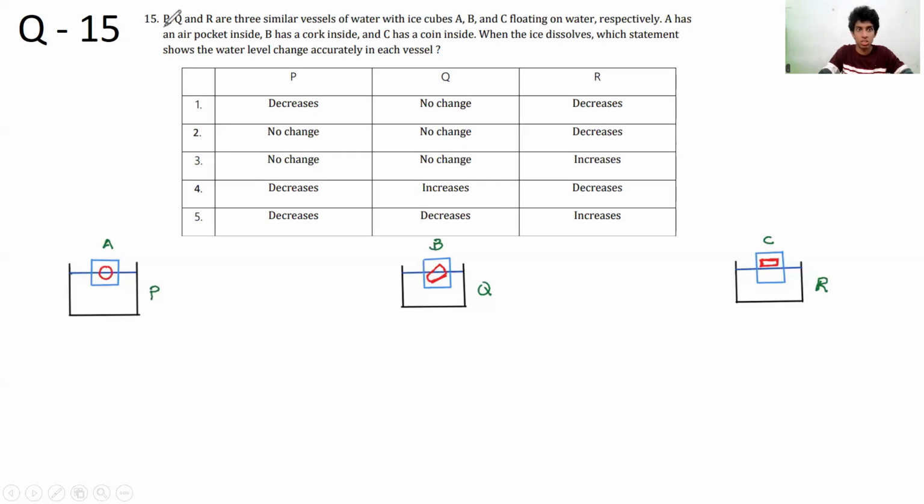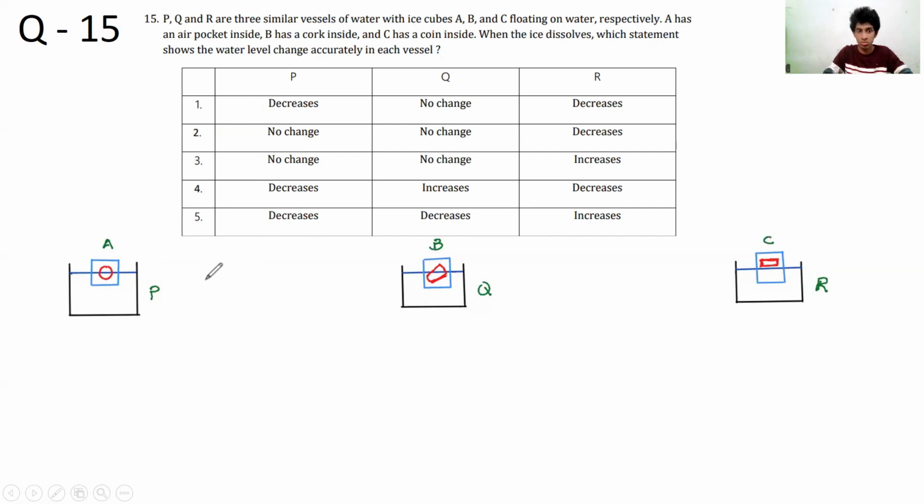Question number 50. P, Q, and R are three similar vessels of water with ice cubes A, B, and C floating on water respectively. A has an air pocket inside, B has a cork inside, and C has a coin inside. When the ice dissolves, which statement shows the water level change accurately in each vessel? So these are the vessels P, Q, and R, and these are the ice cubes A, B, and C. There is an air pocket in A and a cork inside B, and there is a coin in C.